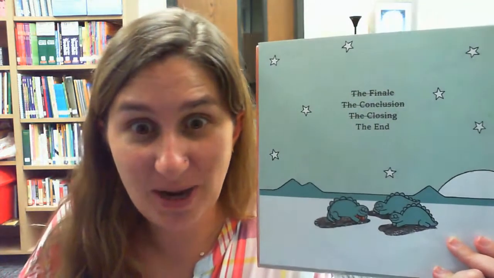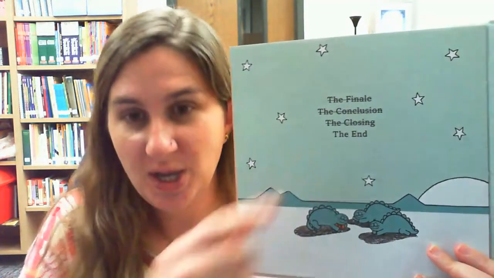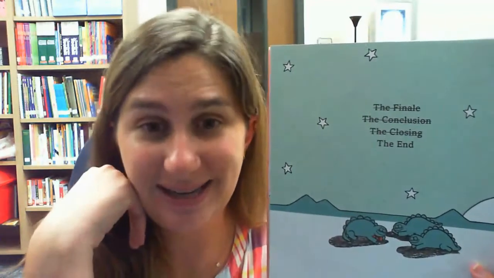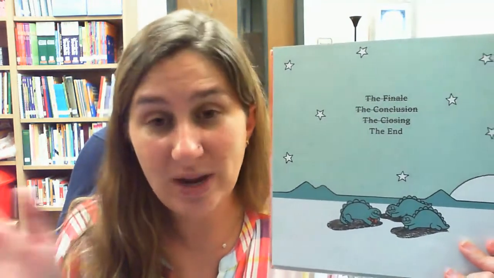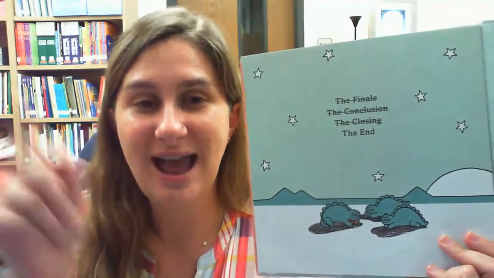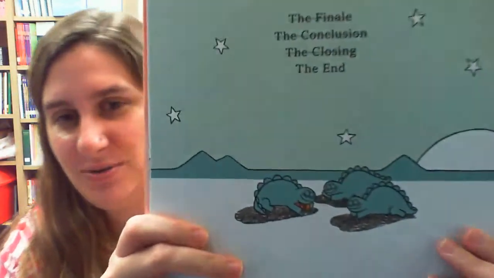And guess what? I just spotted another root word on this page. Conclusion. Con is a root word that means with or together. So the conclusion brings everything together at the end. And look how cute and happy they look.